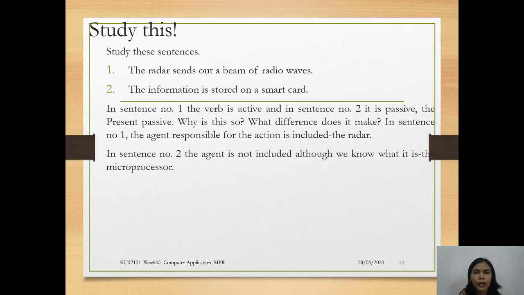So it says over there, why is number one active and number two passive? Because in sentence number one, the agent is responsible for the action. The agent or the doer or the subject is the radar. For number two, the agent is not included, although we know that it is the microprocessor. You can add by the microprocessor over there, but it's not necessary, so it's not included in this sentence. Is it wrong or is it right? There's no definitive answer. It really depends on the needs of the sentence or the sentence creator.